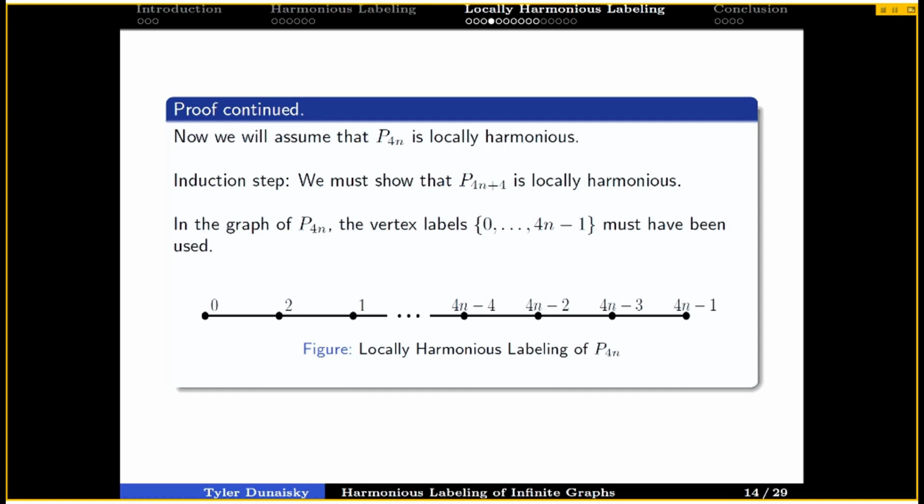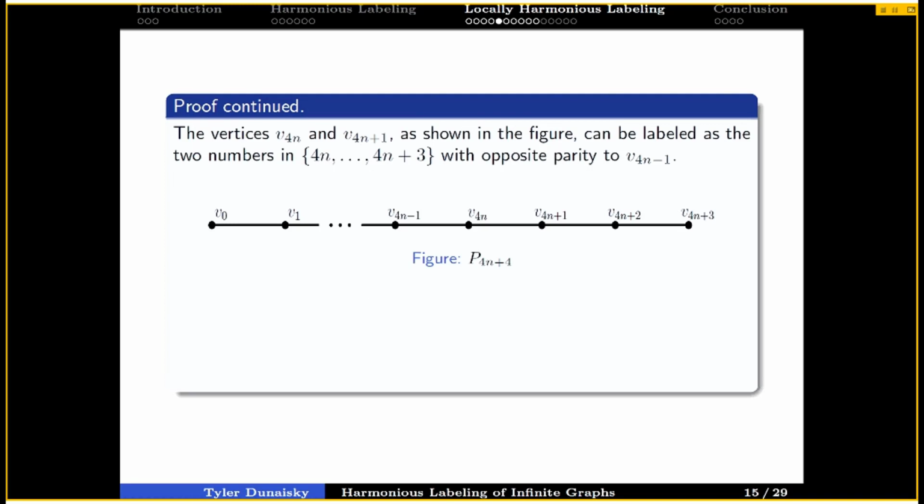that P4n is locally harmonious. Now we go from P4n to P4n plus 4. And so the new vertices can be labeled with the ones from 4n to 4n plus 3, which are the new labels we have to add, that have the opposite parity as this vertex. So if this vertex is odd, then you label it with 2 even numbers. If it's even, you label it with 2 odd numbers. And you do the opposite for these two vertices, label them with the same parity, this is 4n minus 1.